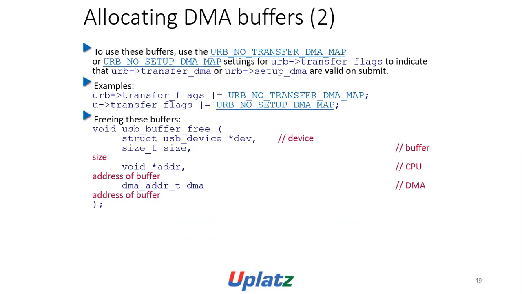Allocate the DMA buffer and use these buffers. We use URB_NO_TRANSFER_DMA_MAP and URB_NO_SETUP_DMA_MAP, setting your URB transfer flags to indicate that the transfer DMA and/or setup DMA are valid, and submit. For example, urb->transfer_flags |= URB_NO_TRANSFER_DMA_MAP, and urb->transfer_flags |= URB_NO_SETUP_DMA_MAP. Device buffer size, CPU address buffer and DMA address buffer. Freeing this buffer.